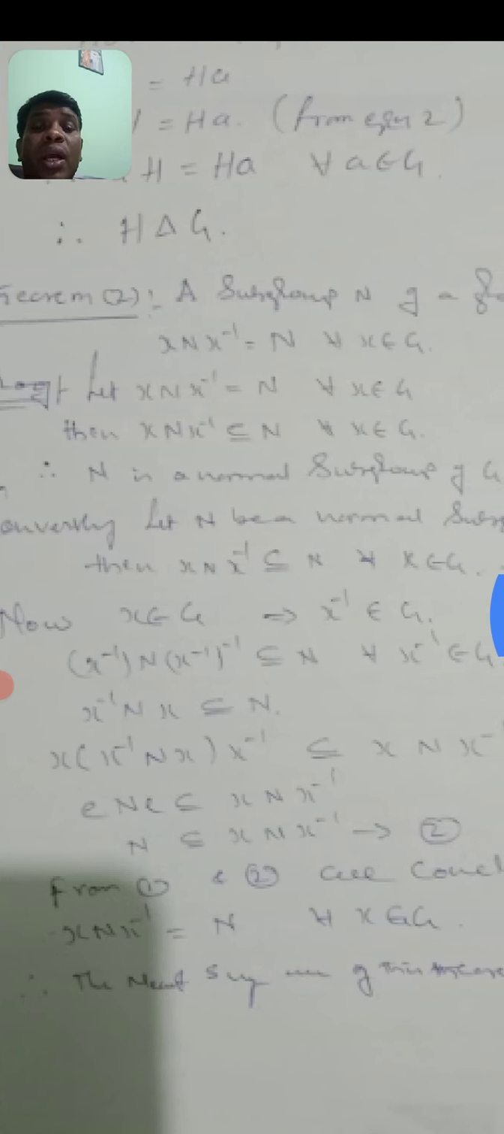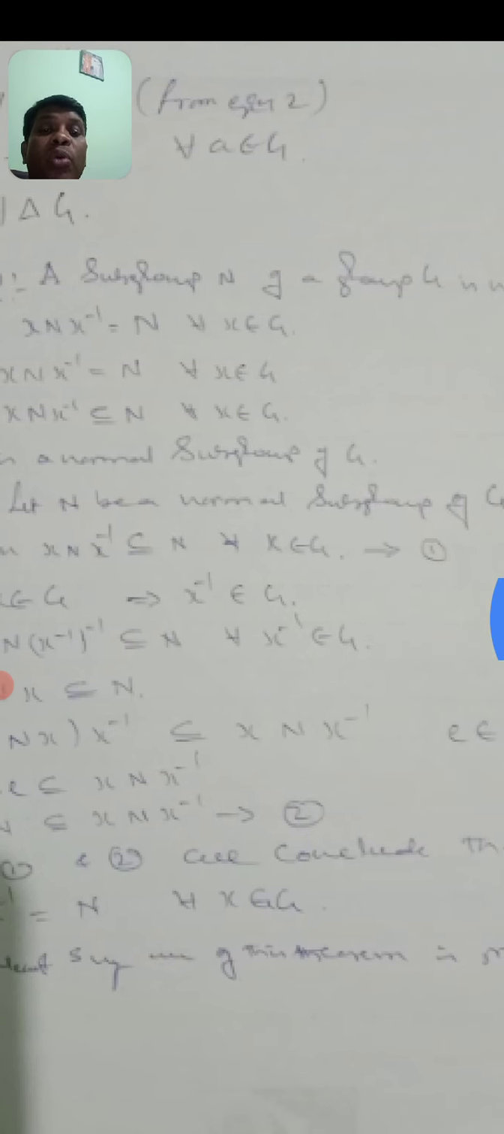Let xNx⁻¹ equal N for all x from G. Here, for all x belonging to G means for all elements x belonging to G. Then xNx⁻¹ is a subset of the subgroup N for all x belonging to G. Therefore, N is a normal subgroup of G.